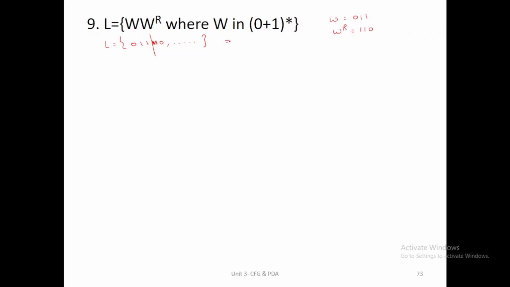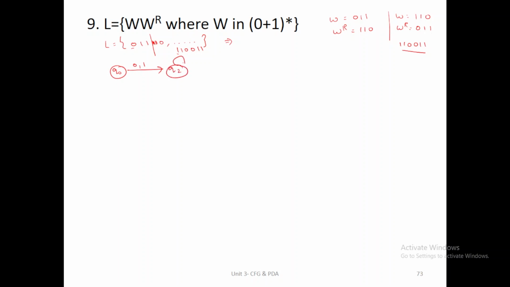This will be considered as the generalized form, so I try to draw the transition diagram for this one. In this example, I am taking 0 as the first symbol. If you take 110, the WR is 011. If you combine those two values, W followed by WR, this is the string. There is also the possibility of 110011. The first symbol may be 0 or 1, so I write both here.